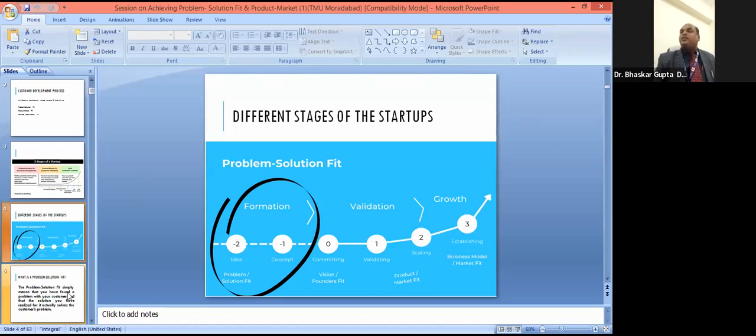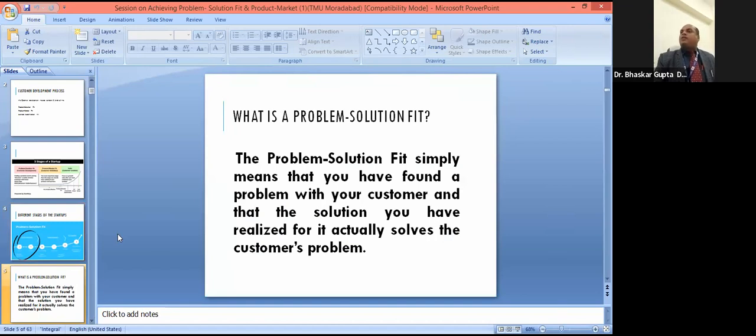Next slide. So what is a problem solution fit? The problem solution fit simply means that you have found a problem with your customer, and that the solution you have realized for it is actually going to solve their problem. So this is very important. Whatever solution you have realized must address the problem statement of the customer. Otherwise, you won't be able to achieve problem solution fit.